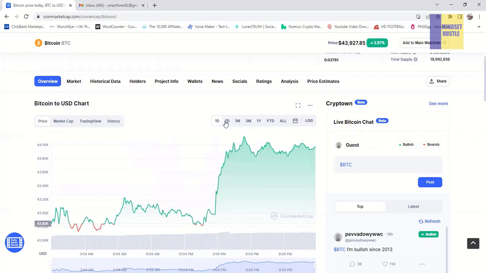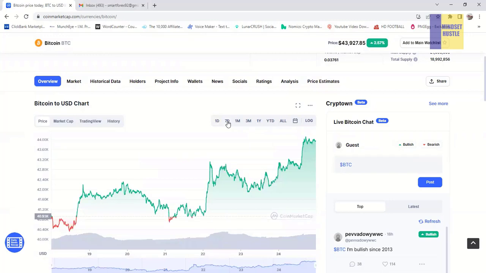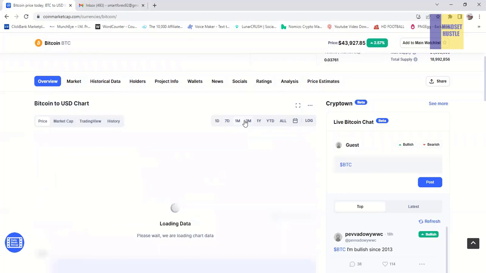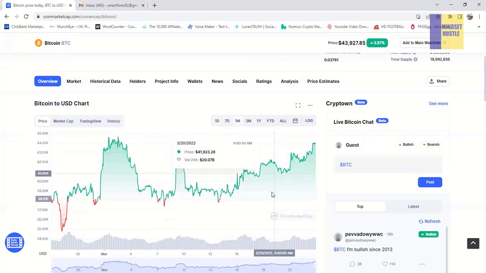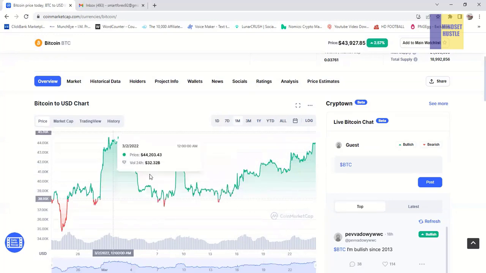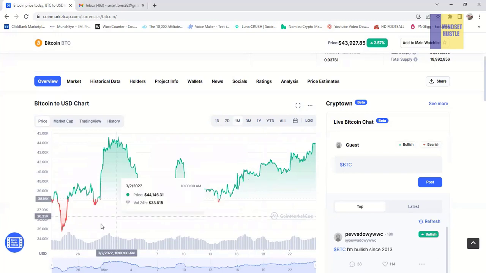You can even check the previous 7 days' price movement, and you can see that for the past 7 days, Bitcoin has been bullish. You can check for 1 month. Within the 1 month period, you can see Bitcoin has been ranging, moving between 44K and 38K. You can check for the previous 3 months, for the past 1 year, and you can check for all time.